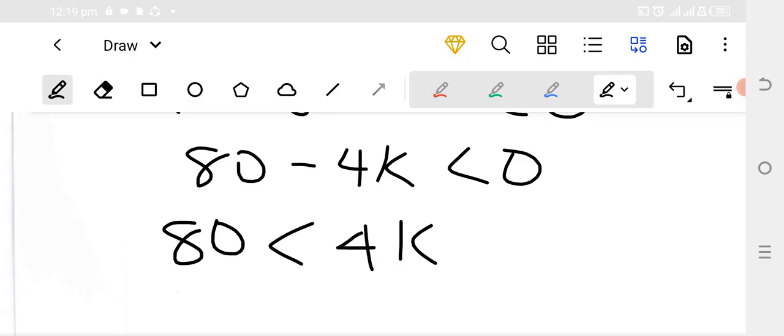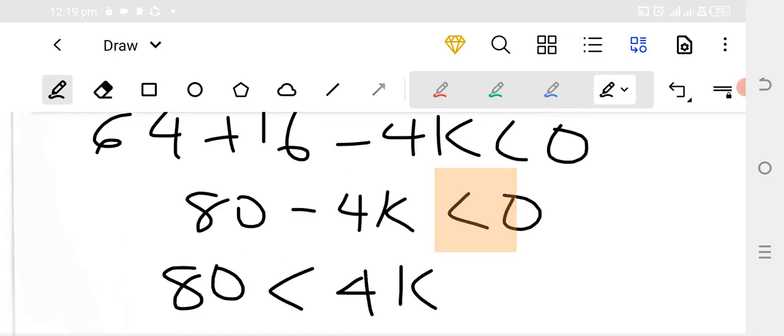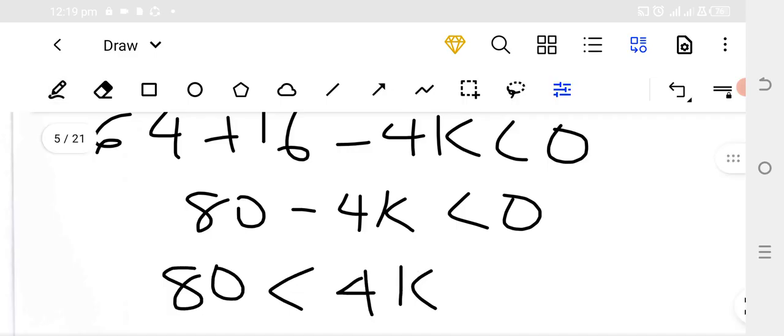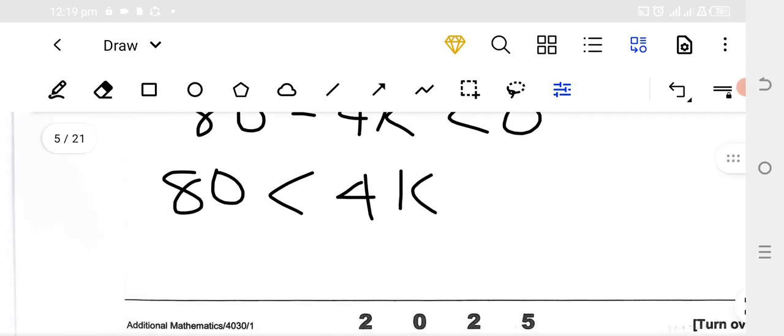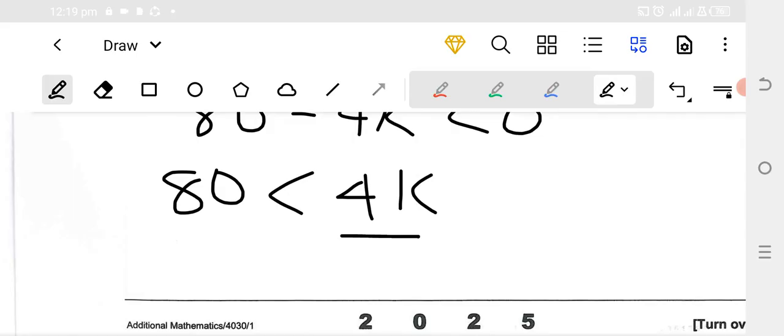So I've taken the 4k to the other side of the equation. The sign here has not changed because I haven't divided or multiplied by anything. Okay, take note of that. So now I'm dividing by 4. So the inequality will still remain the same because I'm not dividing by any negative number.